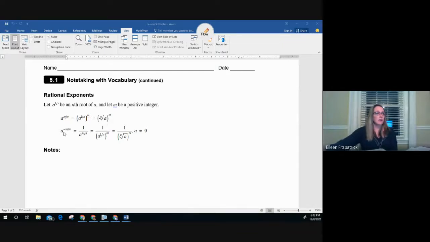If we have a raised to negative m over n, so if you have a negative exponent, you guys learned in Algebra 1 to make a negative exponent positive, you drop it down. Or if it's negative and it's in the denominator, you bring it up. So that's what they're doing here. And then again, your properties of radicals, power of a power, you can break up the exponent into 1 over n times m. The bottom number tells you what root to take. The top number tells you what exponent to apply after you take the root.